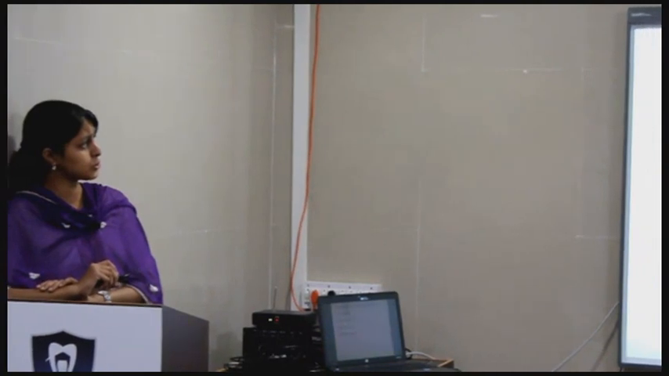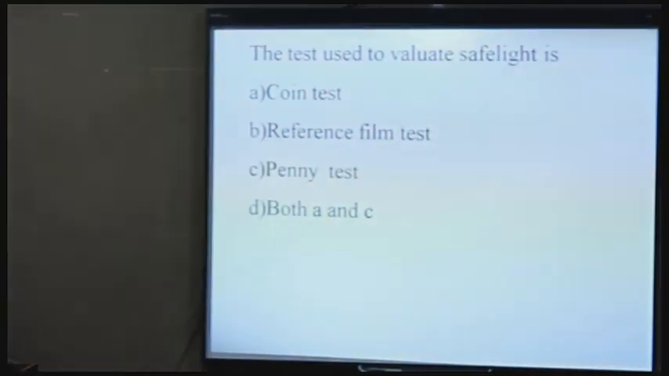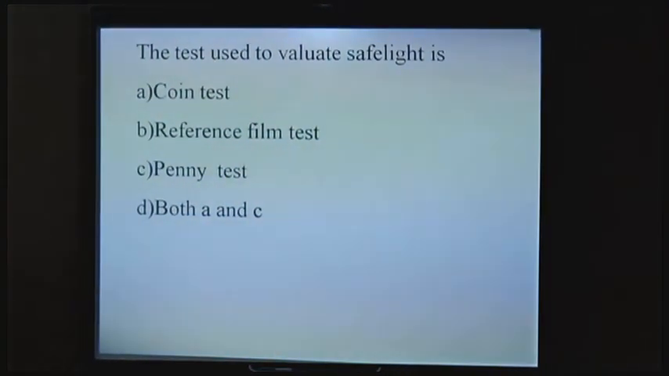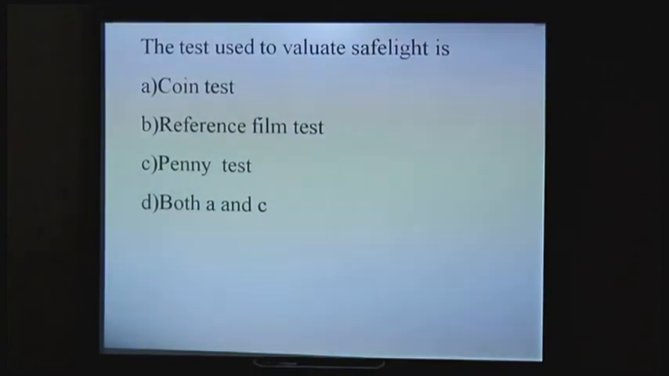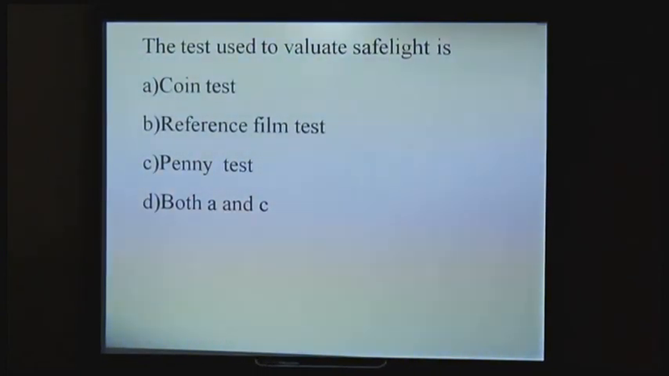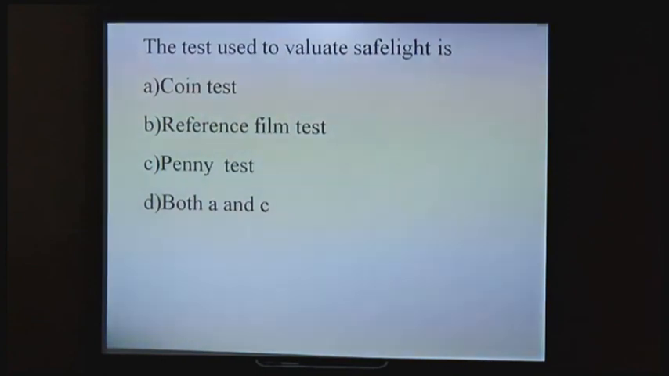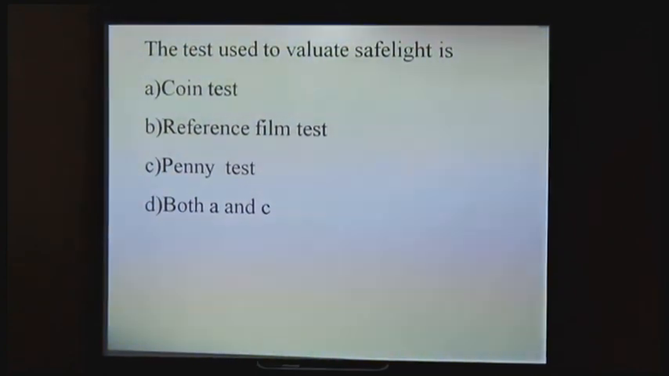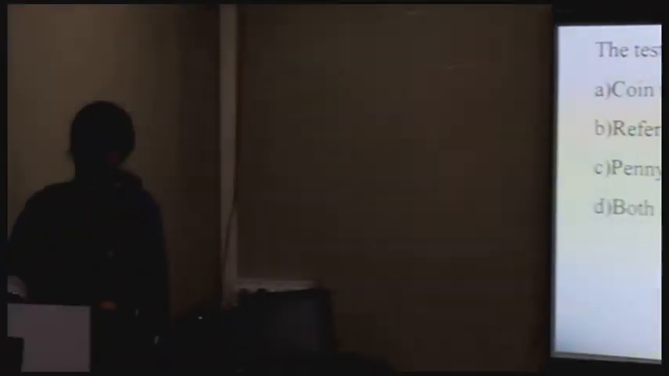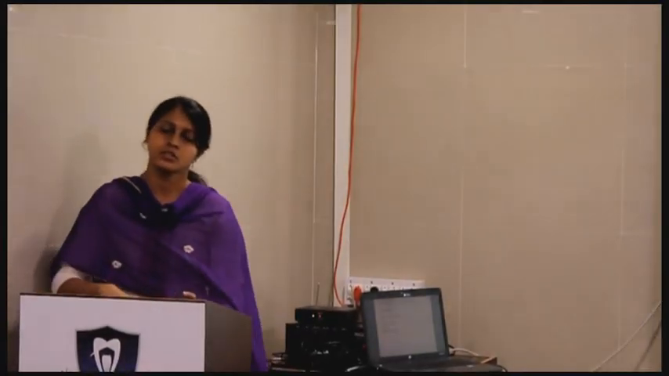The test used to evaluate safe lighting is? Yes? A and C. That's the other names. Some textbooks give it as coin test, some textbooks give it as penny test. What is reference film test? What is it done for? To check your solutions, whether it is of a proper concentration. If you want to change the solution, that can be estimated using a reference film test.